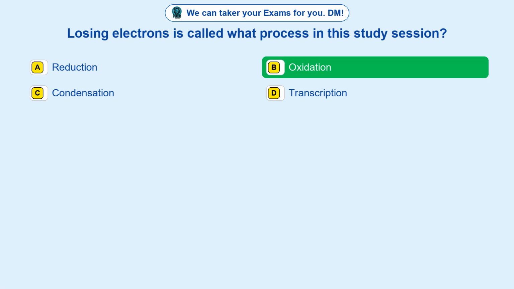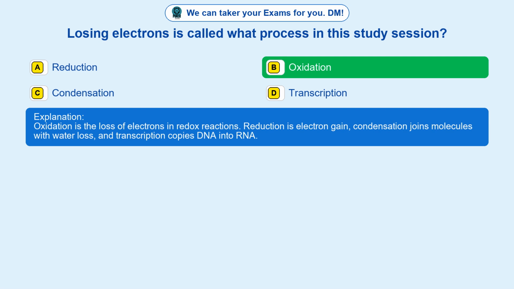The correct answer is option B, oxidation. Oxidation is the loss of electrons in redox reactions. Reduction is electron gain, condensation joins molecules with water loss, and transcription copies DNA into RNA.